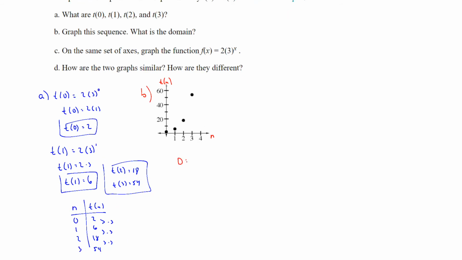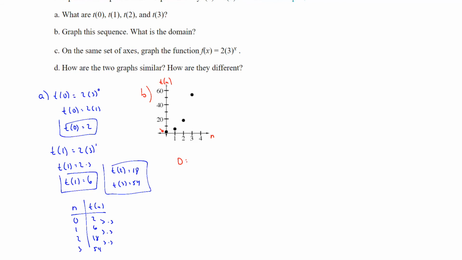So we want to make sure that we write the domain down. Remember, with a sequence, your domain is your term number. Well, the smallest value that you can have for your term number is 1. And so your domain is all those values. Now, someone might say, well, why did we plot this point? Well, because it told us to.